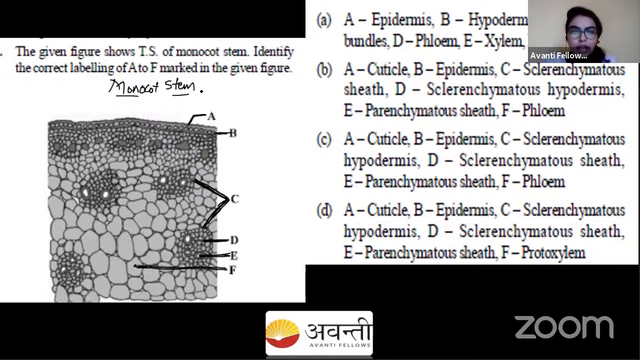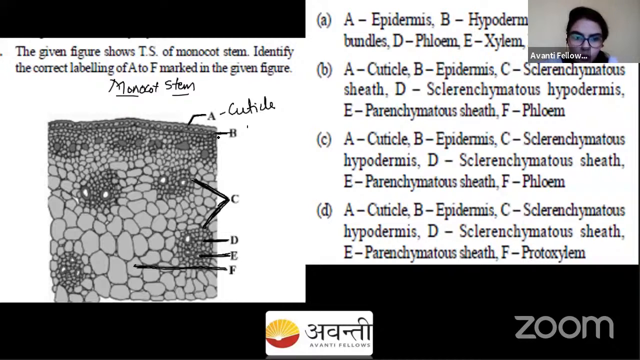So in monocot stem, there will be as usual epidermis. Along with the epidermis layer, you get to see the cuticle here. So this A is cuticle. Then the normal epidermis is there. Below the epidermis, there will be a hypodermis, which is usually sclerenchymatous hypodermis.